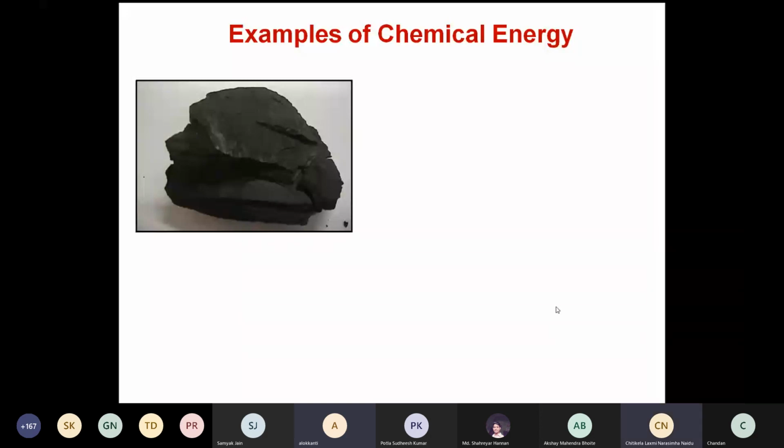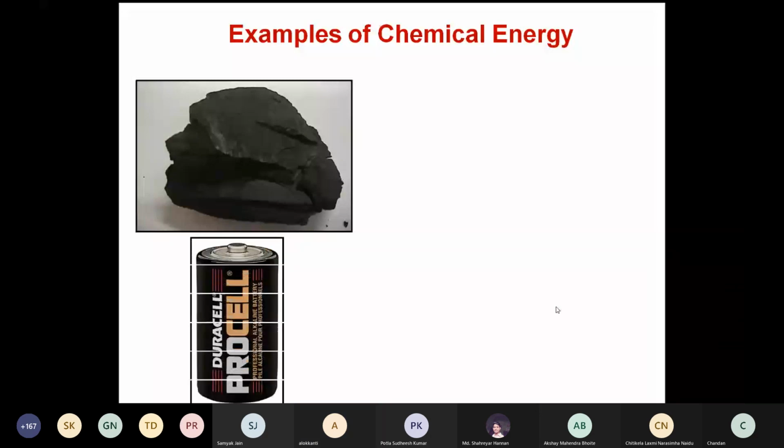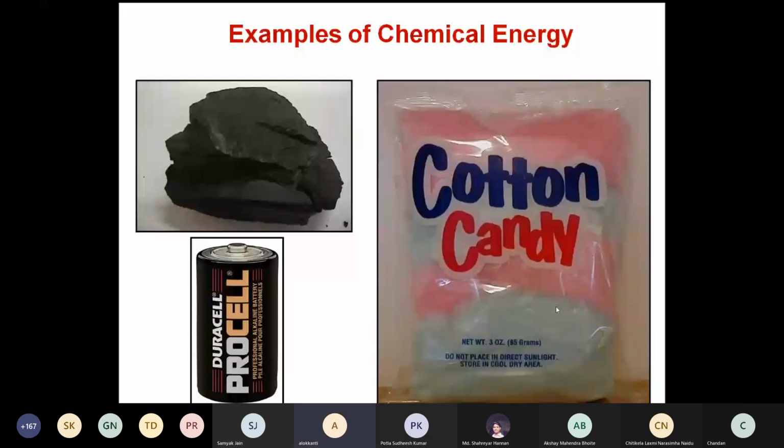So the energy is stored inside this hard piece, and we can only obtain it by burning the coal. Similarly, this shows a piece of battery. When you purchase the battery, it contains energy, and you use the battery for doing several things. Maybe it is there in your TV remote, or inside any torch, or in some other calculator. Everywhere you need a battery to work. So that is basically conversion of the chemical energy. Similarly, if you have just a piece of candy, that also contains energy that can be utilized.